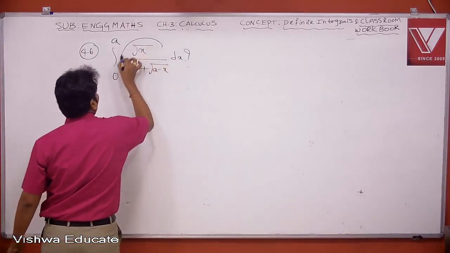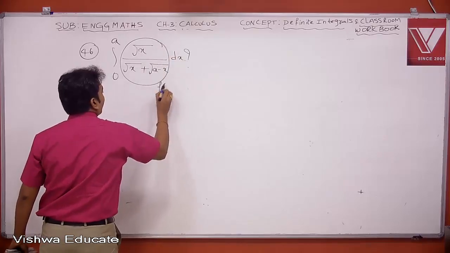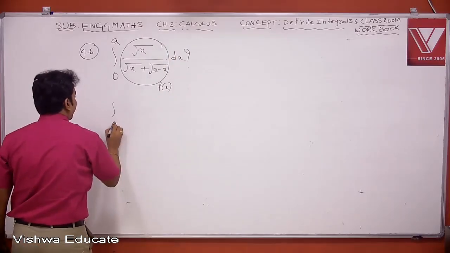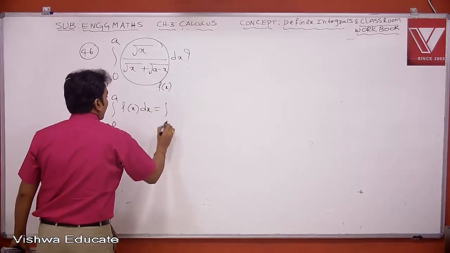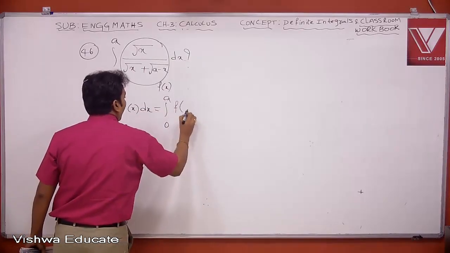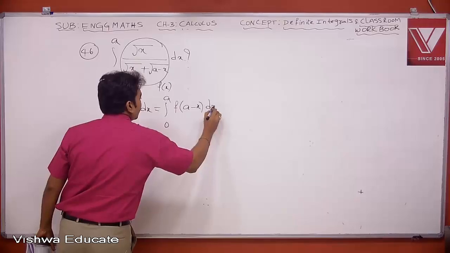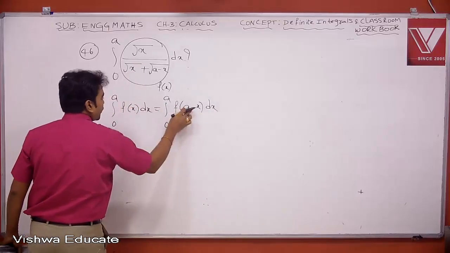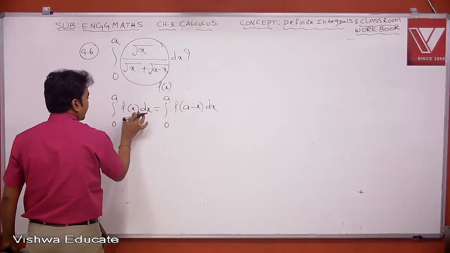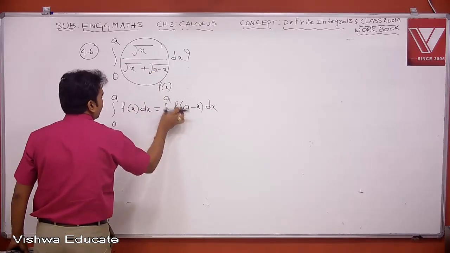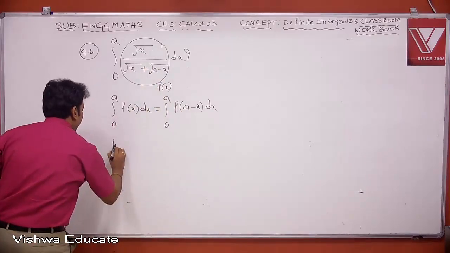This is my function f of x. We have a property: the integral from 0 to a of f of x dx is equal to the integral from 0 to a of f of a minus x dx. That means x is to be replaced by a minus x. So I am going to apply this property. In that case, this integral and this integral must be the same. So assume that this is I.